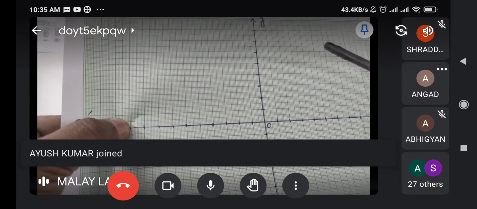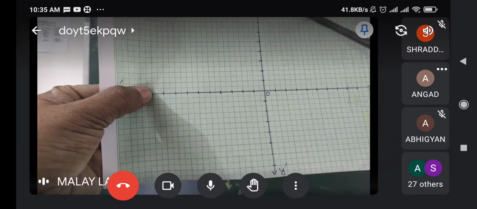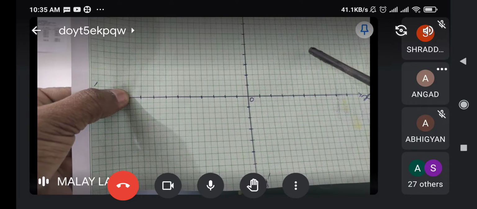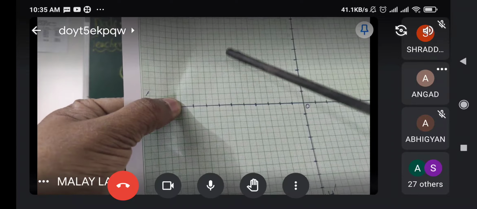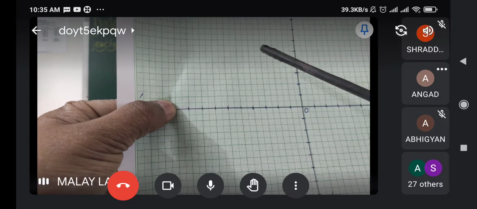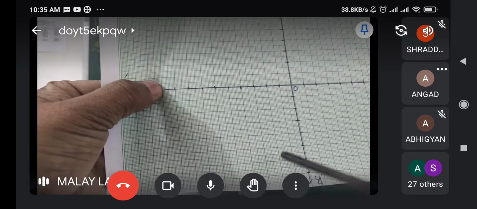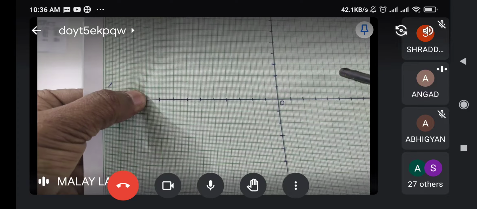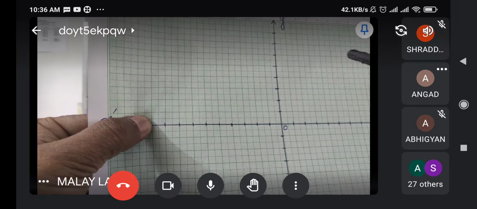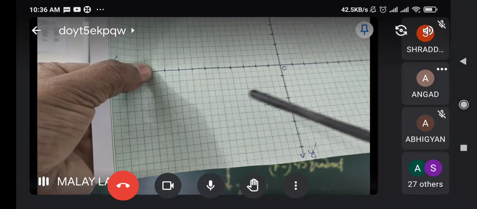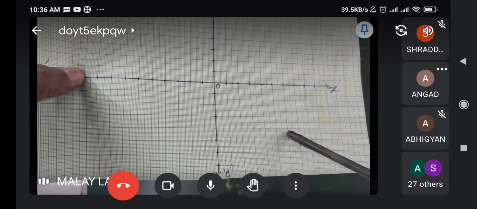Clear? Yes, sir. So this part is the first quadrant. Here x and y both are positive. This quadrant is the second quadrant. Each part is called a quadrant. When you divide your Cartesian plane, your graph paper, this way, it is divided into four parts. This is the first quadrant, second quadrant, third quadrant, and this is the fourth quadrant.